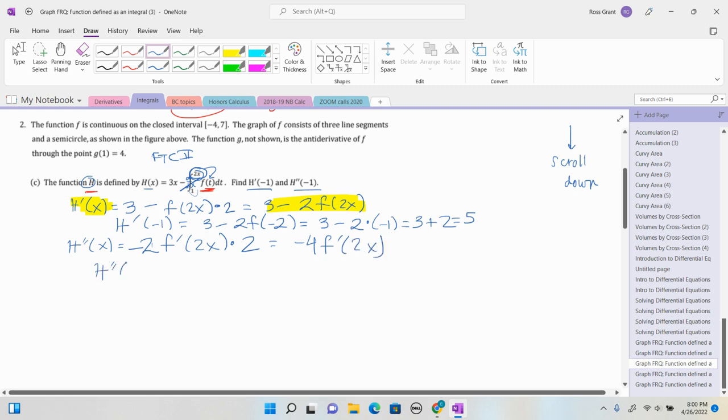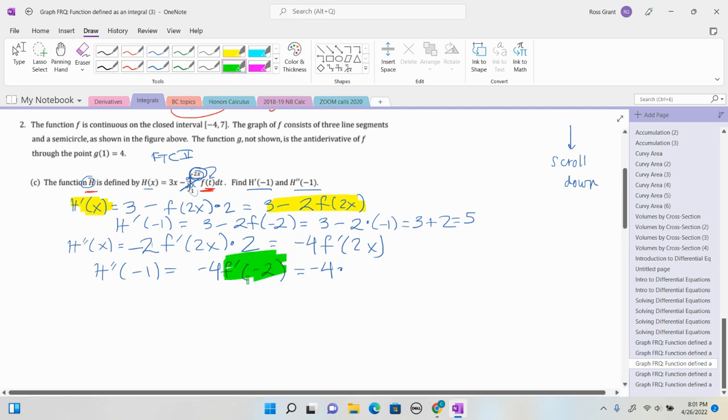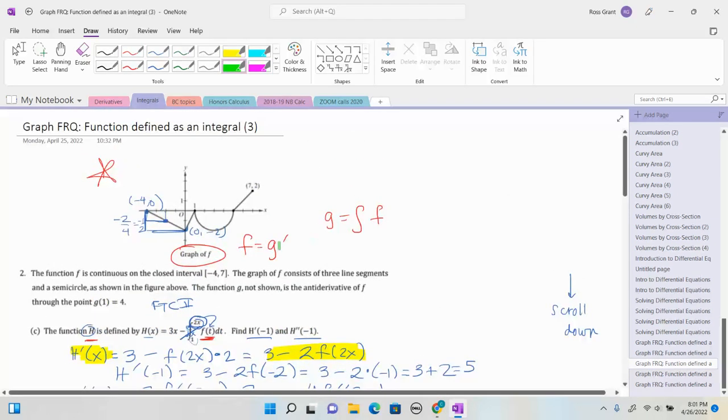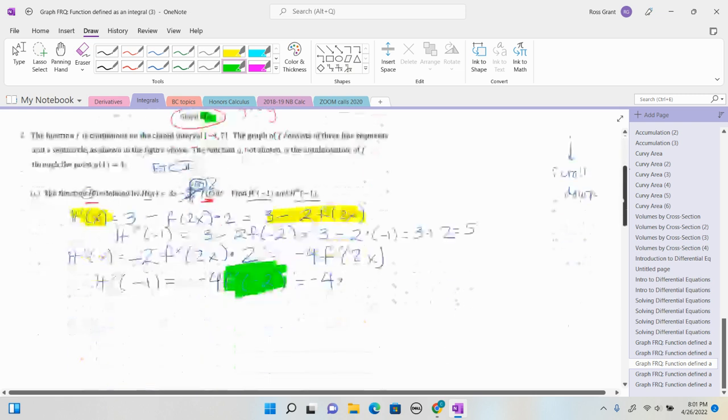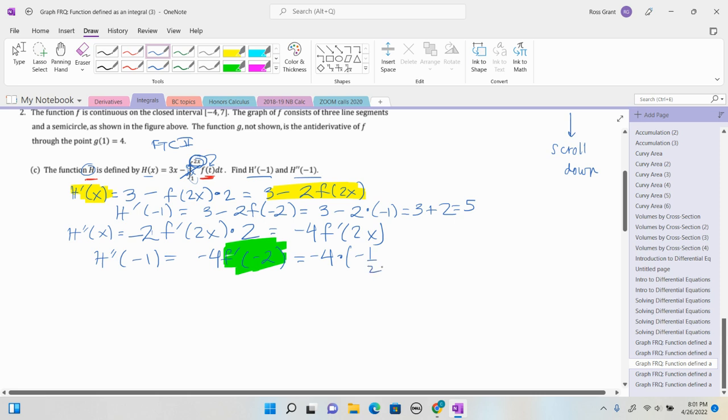Okay, so h double prime of -1 would be -4 times f prime of 2 times -1, which is -2. -4 times, all right, now I need f prime at -2. So go on the graph of f. F prime would be the slope at -2. Well, what's the slope here? I already said it was down 2 over 4, which is down 1 over 2. Slope of -1/2, times -1/2. -4 times -1/2 is 2.